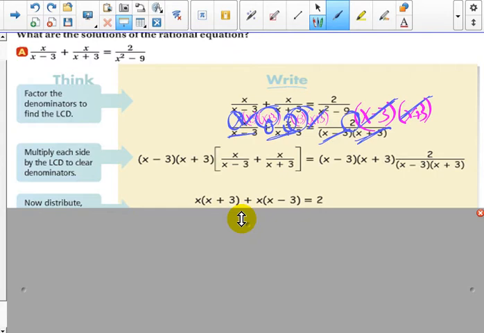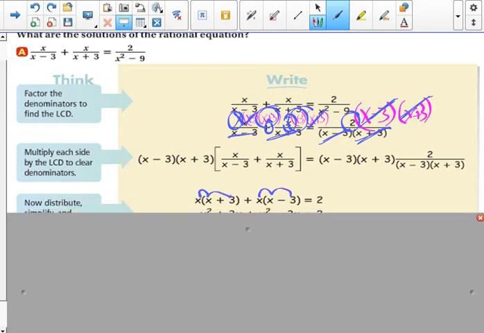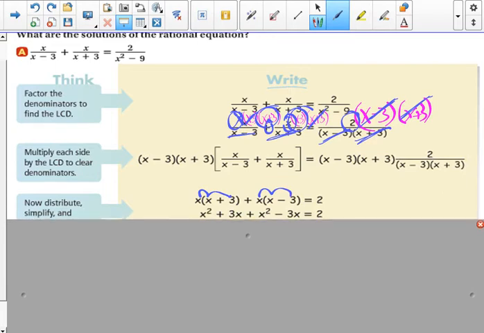Next step is to distribute both of those x's, because now we've pulled it apart, we simplified as far as we can go. Now let's put it back together and see if we can start solving for x. So now we're going to distribute this x to the first binomial. So it's going to be x squared plus 3x, and the second term will be x squared minus 3x equals 2. And there it is in the next line. And then our next step is to combine like terms.